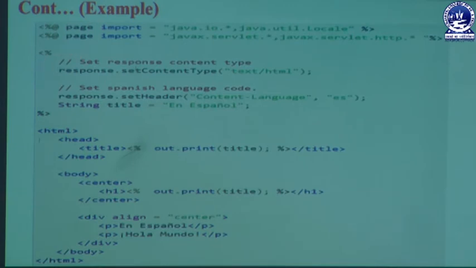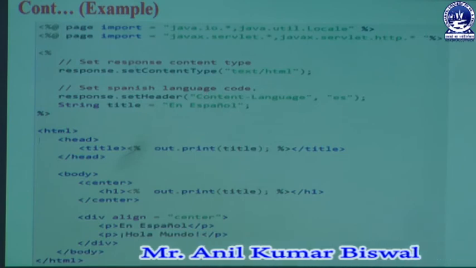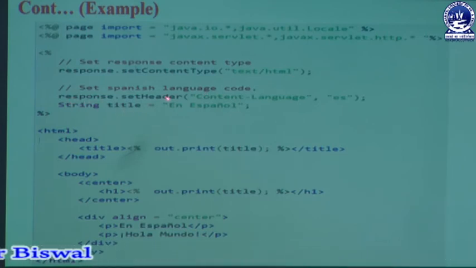We can define some code. In that code we need to define an object that is known as the response object. Through that response object we can set the content type, what type of content we are using in our program, that is text type or HTML type. The next step is to define response dot set header. In this set header method we can define two parameters, that is, the content language type parameter.